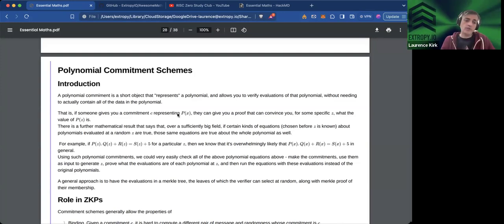If you have a message and you hash that message, it's not clear from the output what the original message was. And this is quite useful for us as well. The idea that for the prover, they would like to be able to take their polynomial, which kind of represents an encoding of their proof, and then get a commitment to that, which would hide details of that polynomial from the verifier, because they don't want the verifier to know all of the details. And that's what a polynomial commitment scheme will give us.